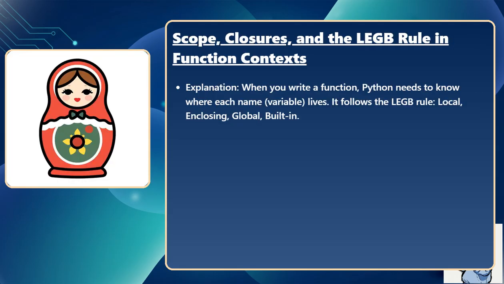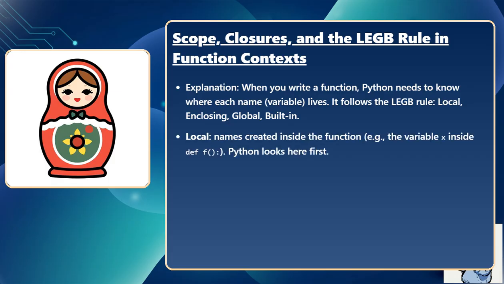Explanation: when you write a function, Python needs to know where each name, or variable, lives. It follows the LEGB rule: Local, Enclosing, Global, Built-in. Local: names created inside the function. Example, the variable x inside def f: Python looks here first.